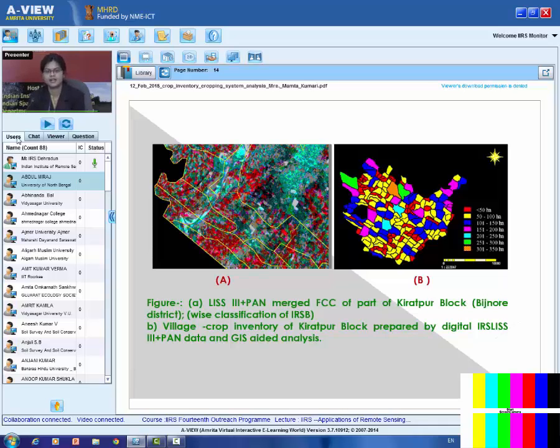This is a similar kind of result, but here instead of single data, merged product are used with PAN. PAN is 5 meter resolution data. So here we have taken the advantage of high spatial resolution and spectral bands information from the LISS-3 data. So it has been used for the village crop inventory map.